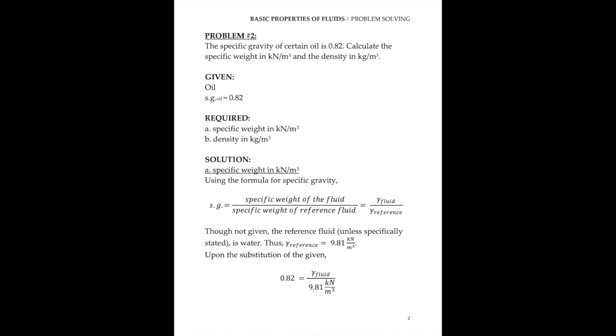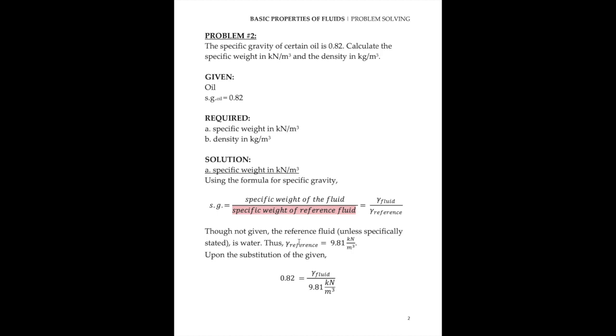So for this problem, there is a certain oil which has a specific gravity of 0.82. You are required to find the specific weight and the density. So jumping to the solution, you can only solve the specific weight if you use the formula for the specific gravity which concerns specific weight. So specific gravity is equal to the specific weight of the fluid over the specific weight of the reference fluid.